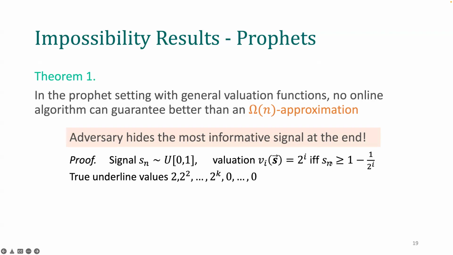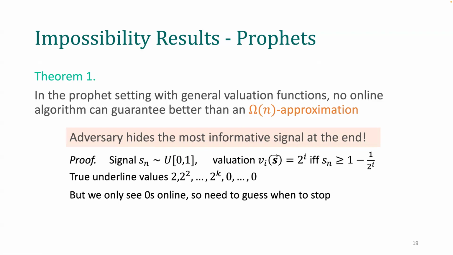But any online algorithm is only going to be seeing zeros, right? Even though the true underlying value looks like powers of 2 followed by zeros, because the most informative signal comes at the end and you don't see the realization until the last buyer comes, we only see zeros. All that an online algorithm will see is zeros up until the last stop, right? So the only thing they can do is guess where to stop. But recall that no matter where I stop, my expected value is just going to be one. So the expected value of my algorithm is just one, right?